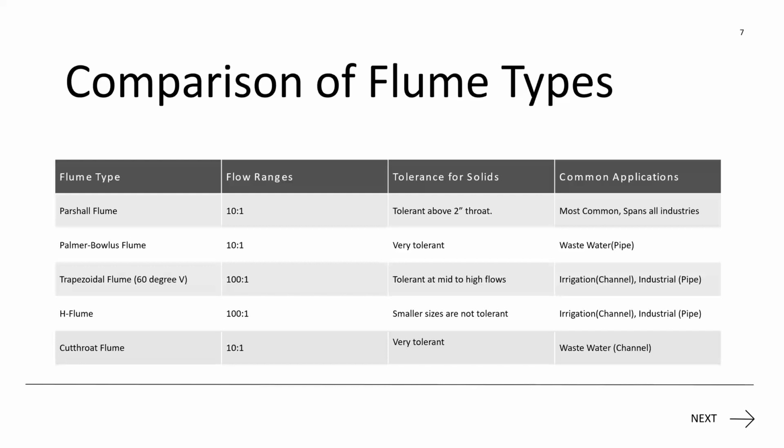Some of them only have a 16th size throat, so any sort of debris is going to clog that almost immediately. And cutthroat flumes are very tolerant. They don't really have a throat, they just have a pinch point, and all of them are very broad.